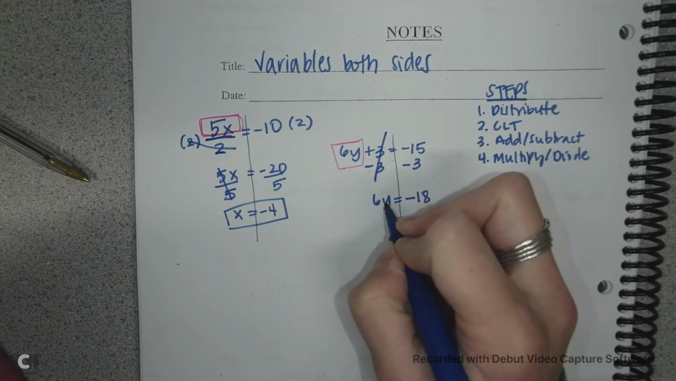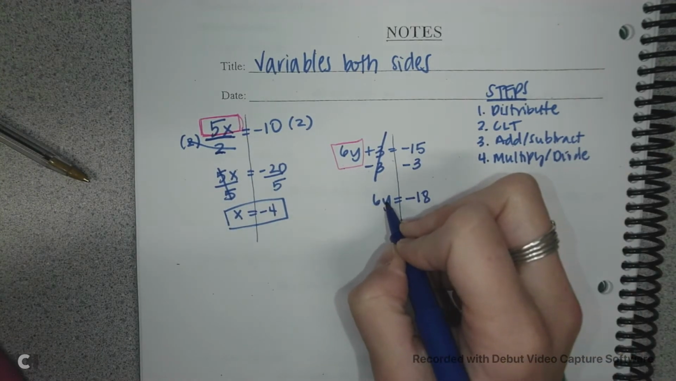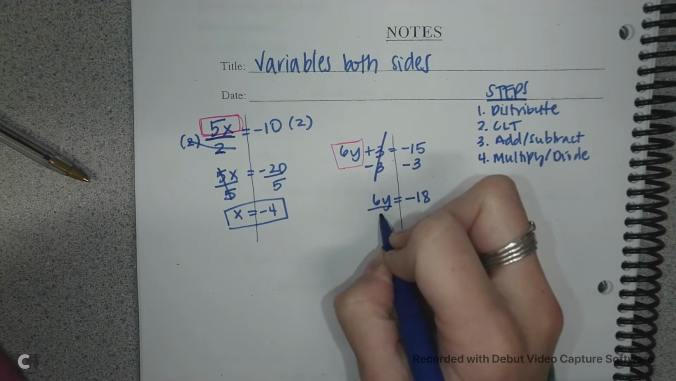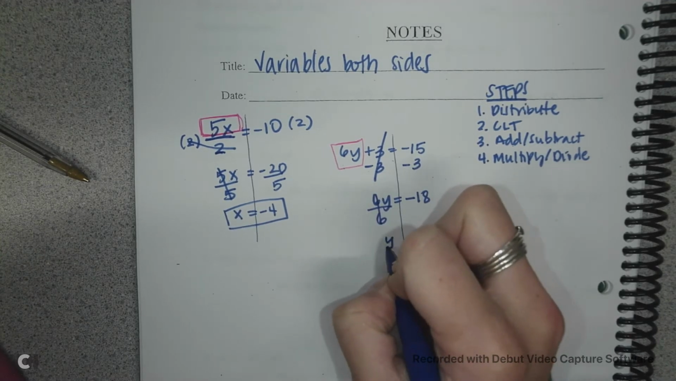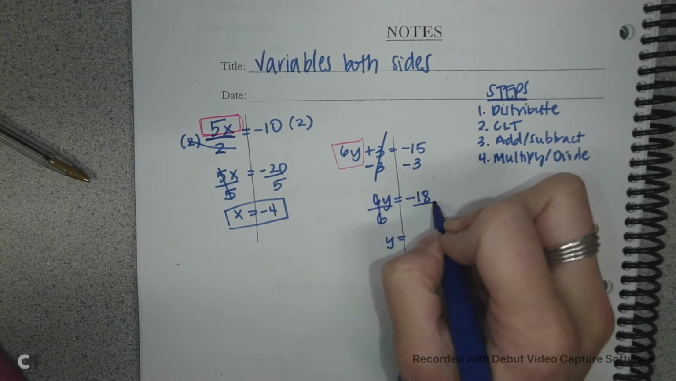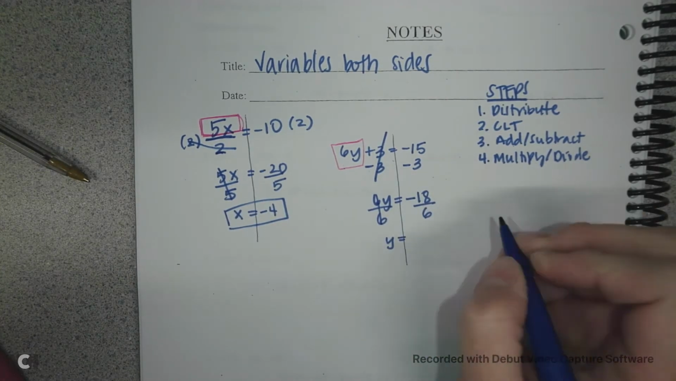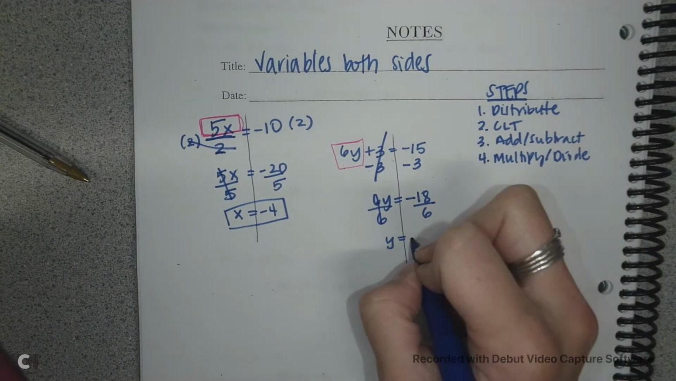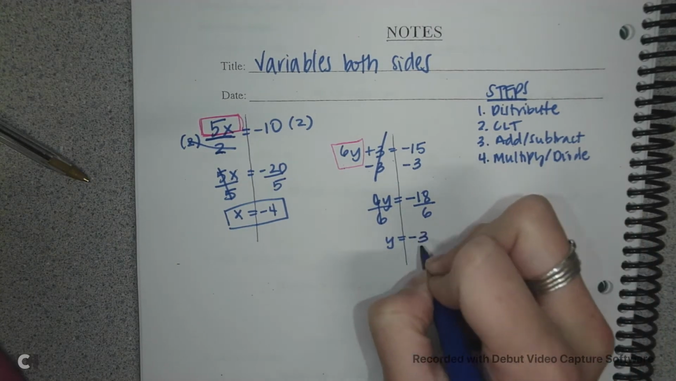Then I want to get this y by itself. Since my 6 and my y are getting multiplied, I do the opposite. I'm going to divide by 6, which leaves my y all alone, my variable isolated. What I do to one side, I must do to the other to keep everything nice and balanced. Negative 18 divided by positive 6 is negative 3.